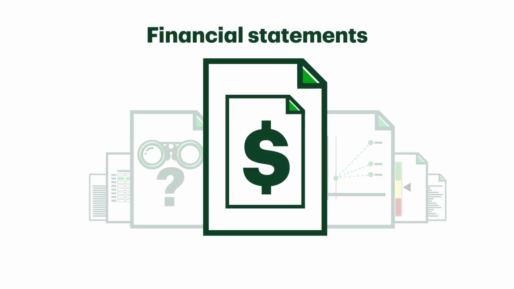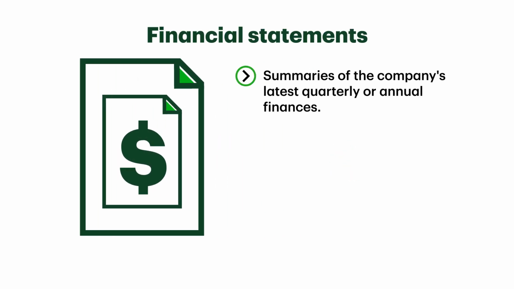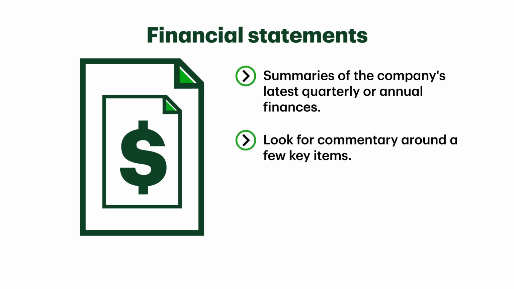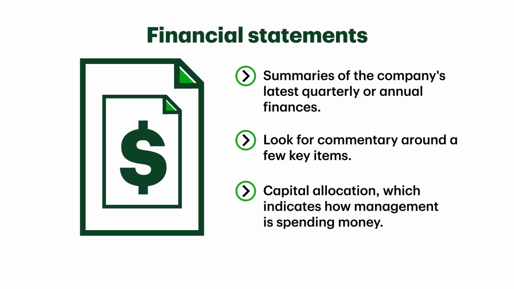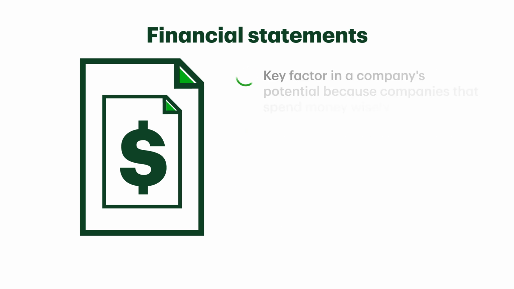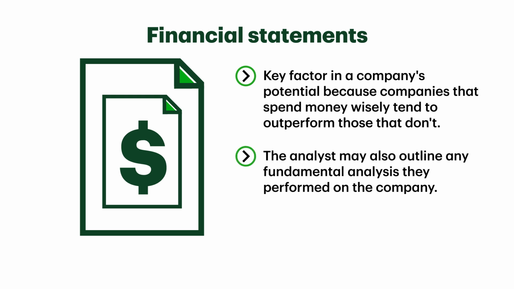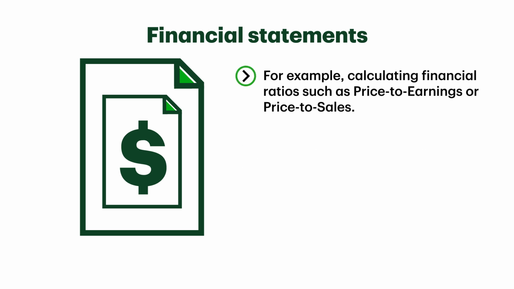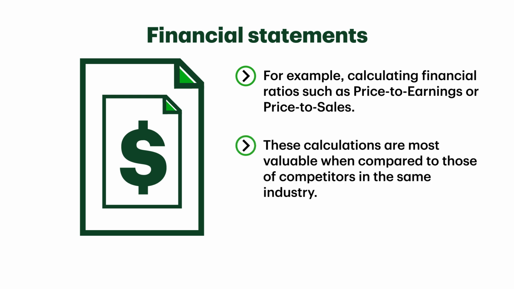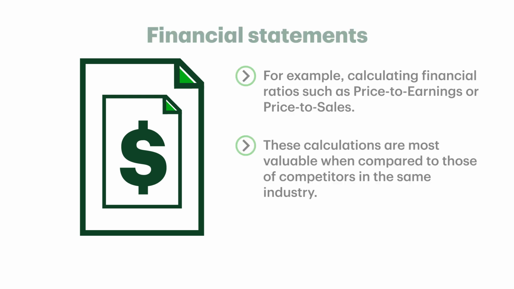Fourth, financial statements. Here you'll find summaries of the company's latest quarterly or annual finances. It can be easy to get lost in all the numbers, but look for commentary around a few key items. One of them is capital allocation, which indicates how management is spending money. It's usually a key factor in a company's potential because companies that spend money wisely tend to outperform those that don't. In this section, the analyst may also outline any fundamental analysis they performed on the company. For example, calculating financial ratios such as price to earnings or price to sales. These calculations are most valuable when compared to those of competitors in the same industry.